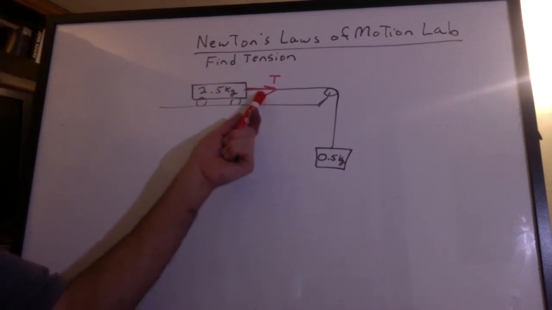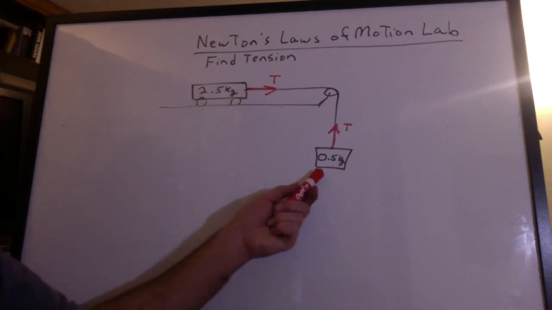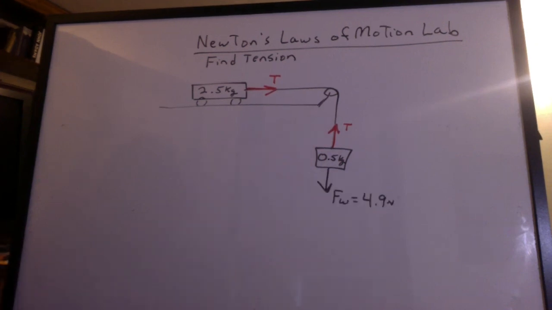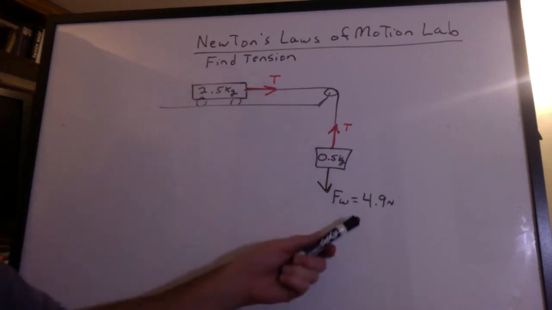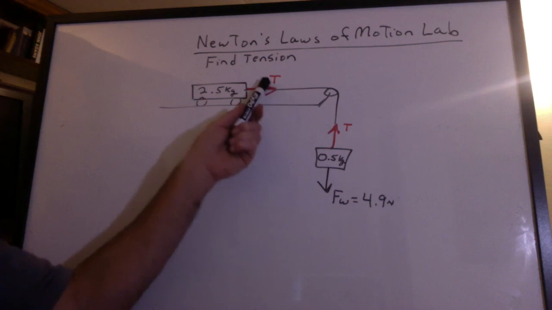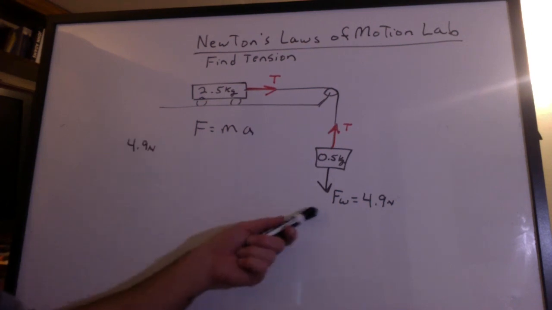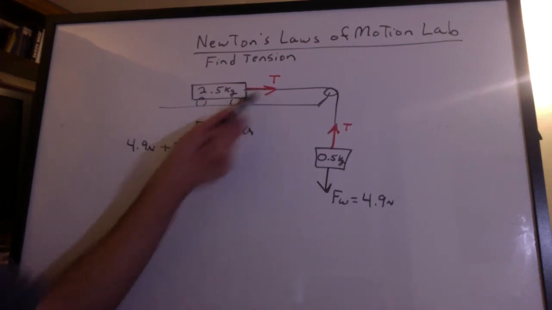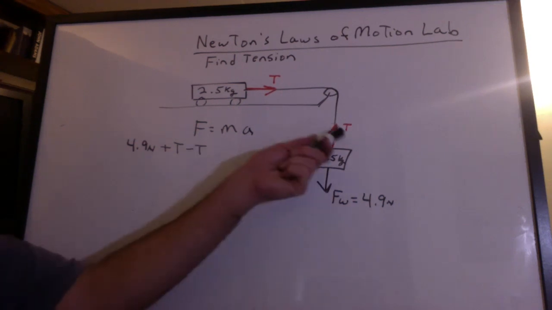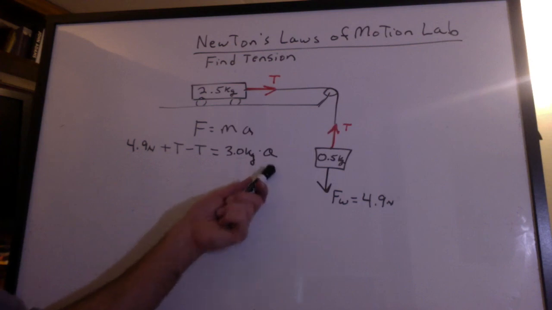The tension in the rope is the force that pulls this cart forward, but it also holds the hanging mass backwards. If we look at this whole system, we have 4.9 newtons pulling forward. We have tension pulling backwards and a tension pulling forwards. What would happen to these two forces if we use them in F equals ma? That would be a forward force. That would be a forward force. And this would be a backwards force. They would make the mass of the system accelerate.